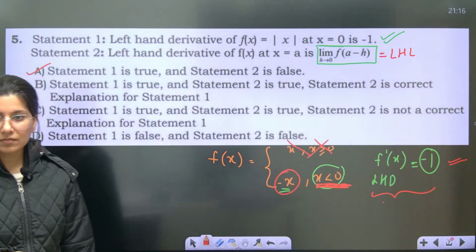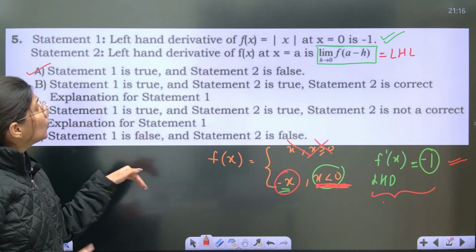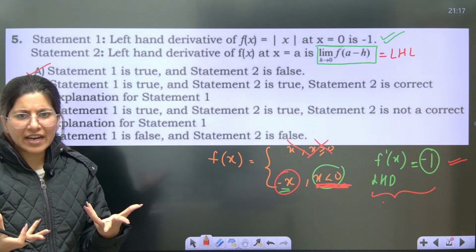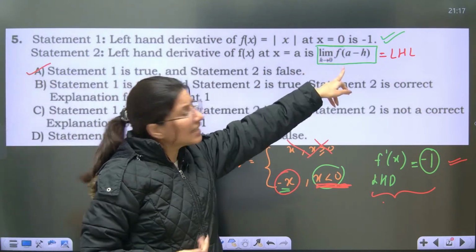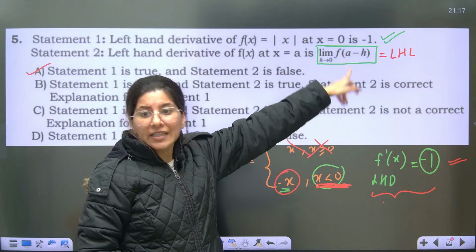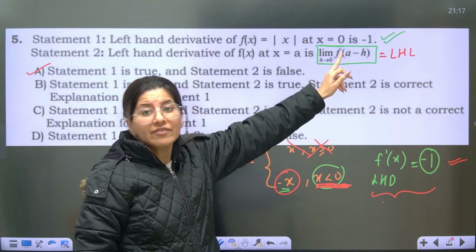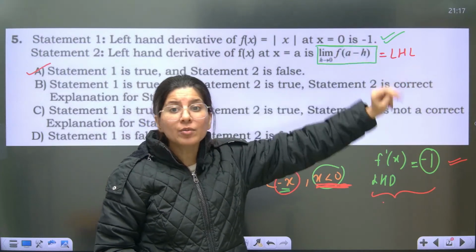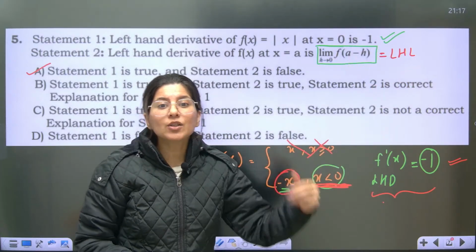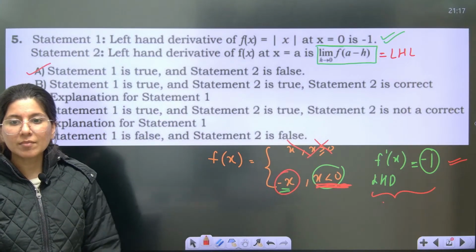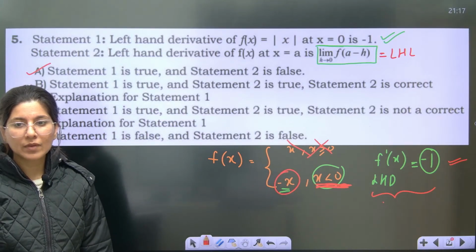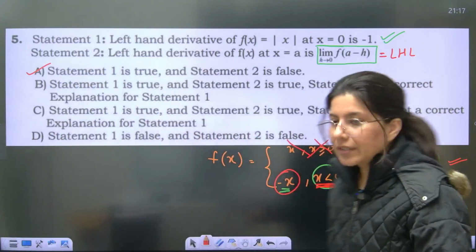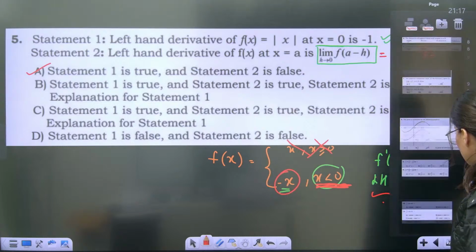Yes. Statement 2 is saying that the formula for calculation of left hand derivative is this. But we clearly know that this is not a left hand derivative formula. This is a left hand limit formula. That is why statement 2 is false. Are you getting my point? Yes? Yes, Prajwal? Got it? Shall I move on? Please give me a big thumbs up.